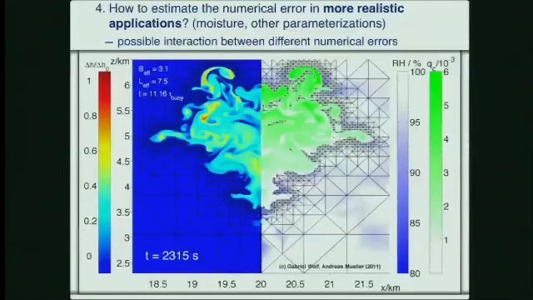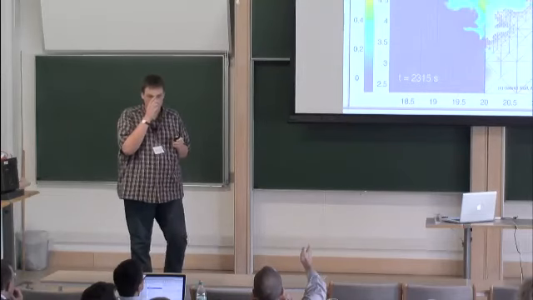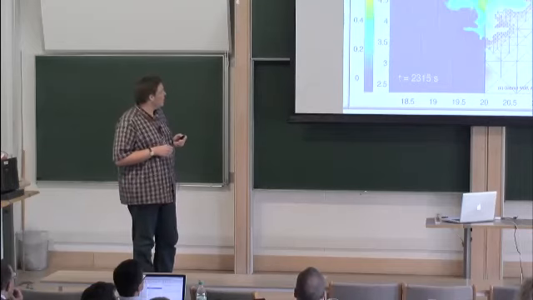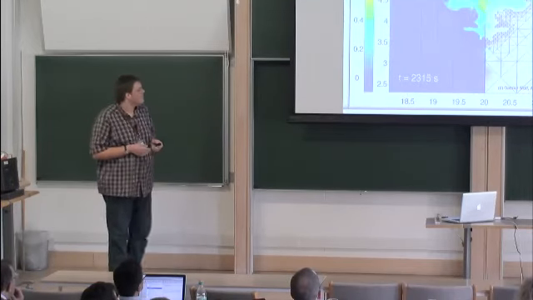Quick question. Do you enforce the symmetry about the x equal 20 line, or does that naturally come out of the grid generator? That comes naturally out of the grid generator. Okay.